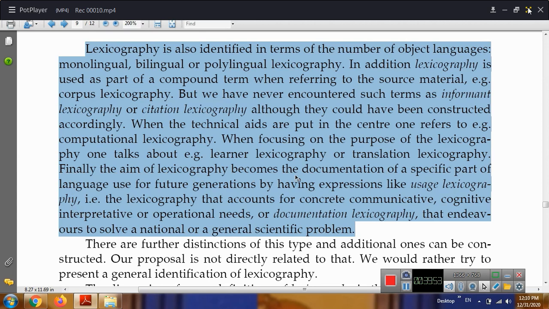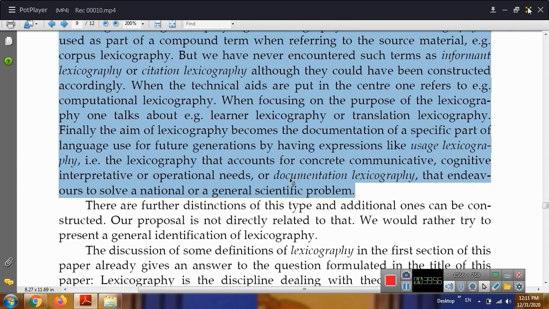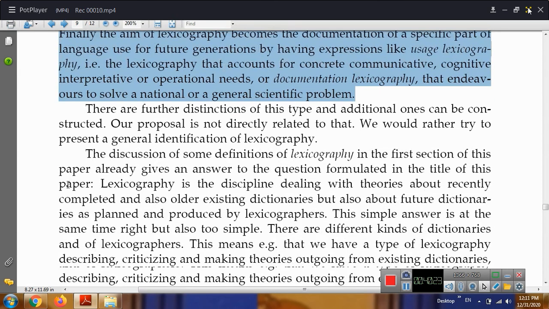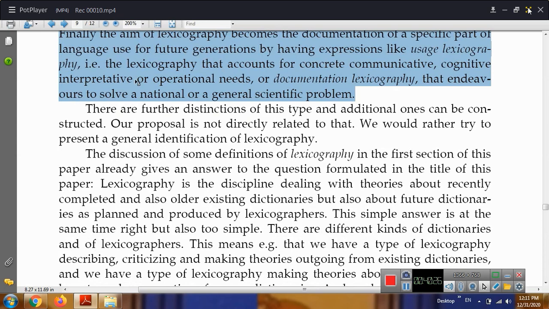Finally, the aim of lexicography becomes the documentation of a specific part of language used for future generalization, having expressions like usage lexicography, the lexicography that accounts for concrete communicative, cognitive, interpretative, or operational needs, or documentation lexicography that develops to solve national or general scientific problems. Here are further distinctions of this type, and additional ones can be constructed.